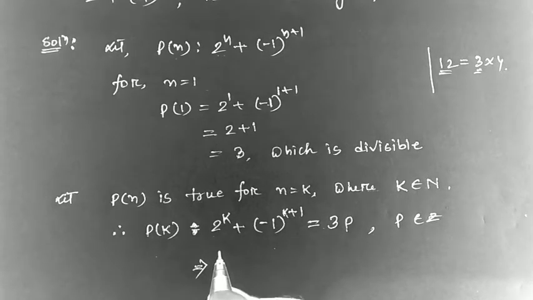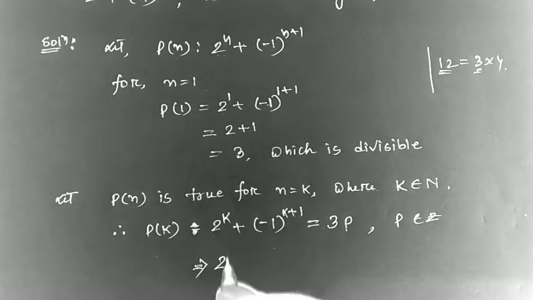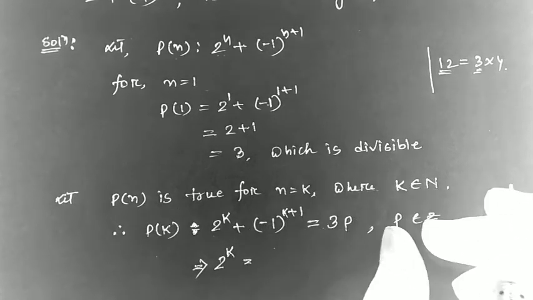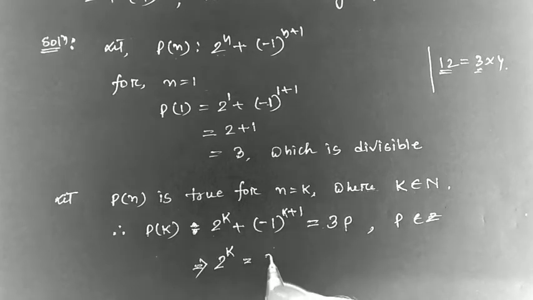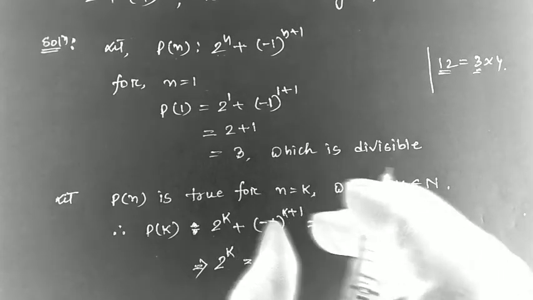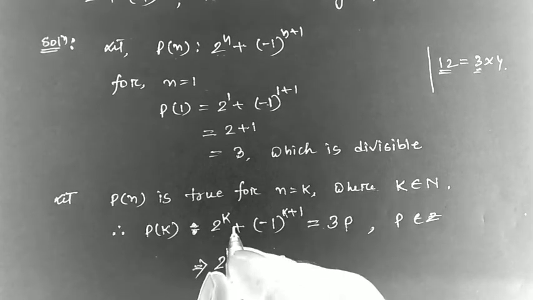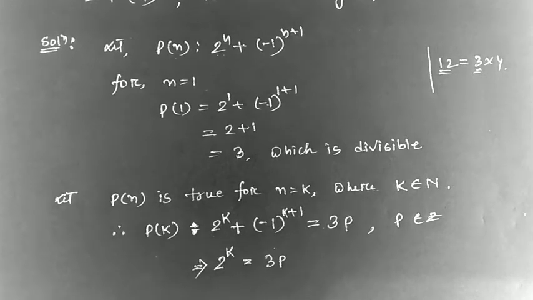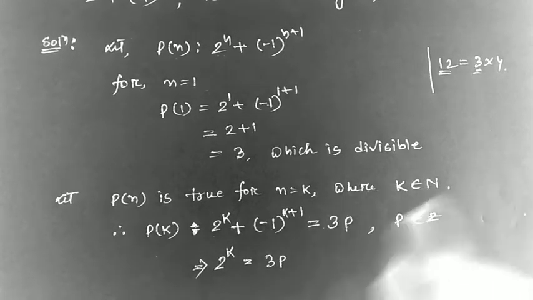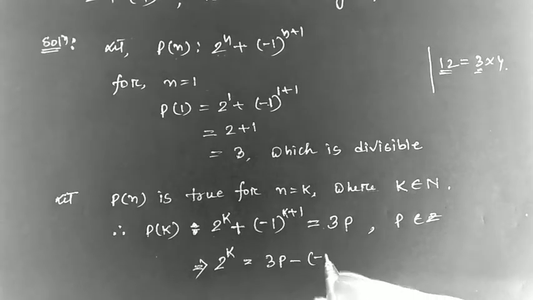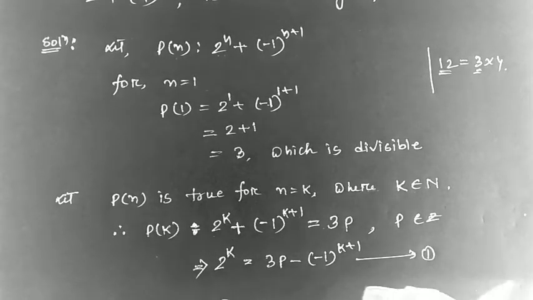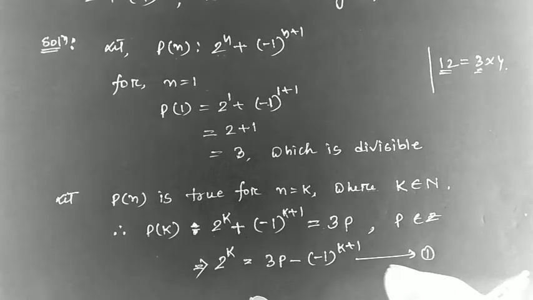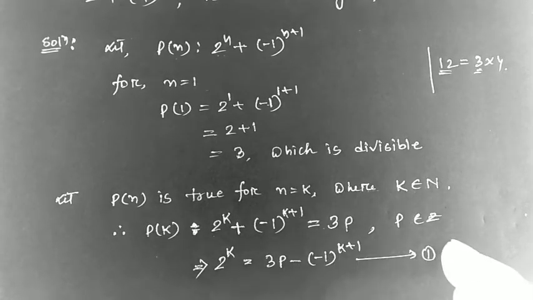So what I am going to do, I am going to keep 2 to the power k on the left hand side, and this term will be taken to the right hand side. So here 3p is there. If we take this sum to the right hand side, here it is positive, so if we take this side, it will be minus 1 to the power k plus 1. So this step you have to do in all the sums of this type, divisibility sums.